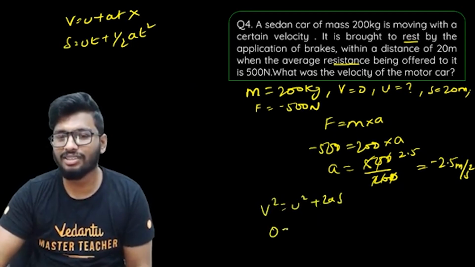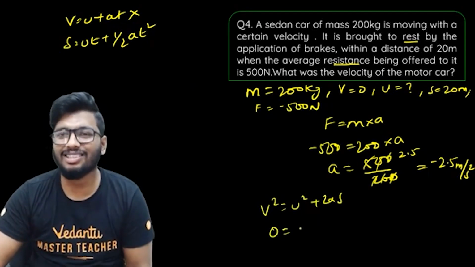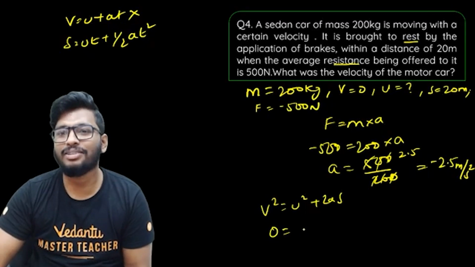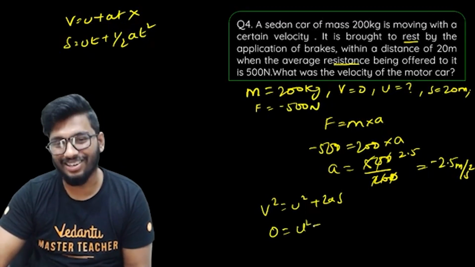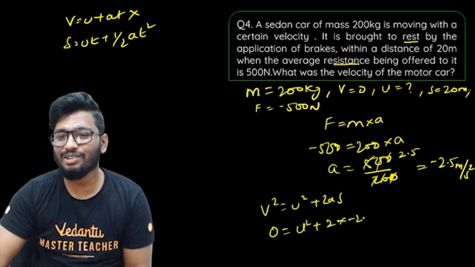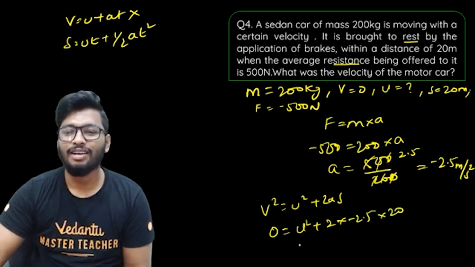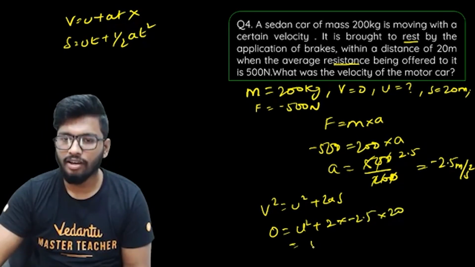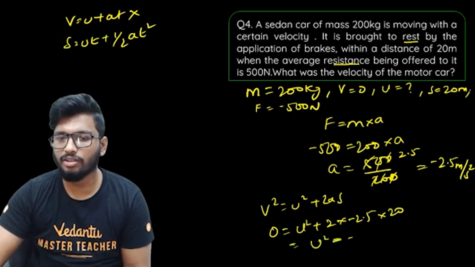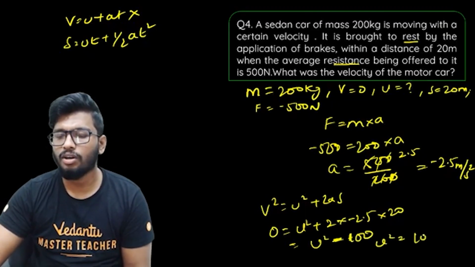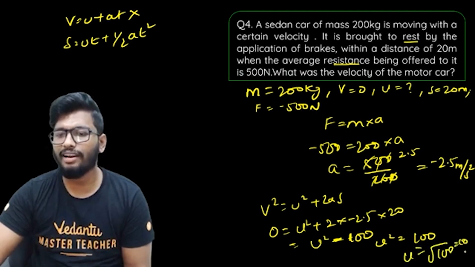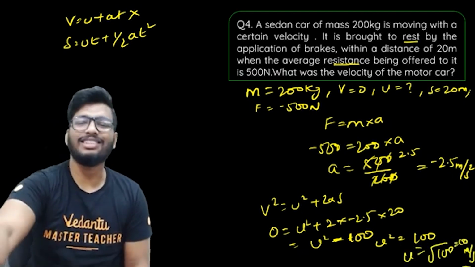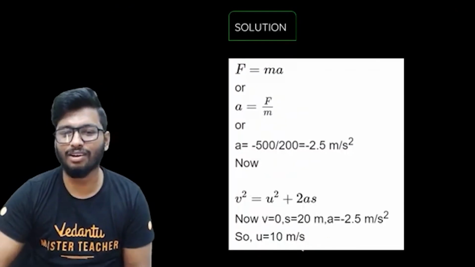So v square is 0 because the final velocity is 0. Initial velocity is what you're supposed to find. 2 into acceleration, minus 2.5, into 20 is minus 100. So 0 is equal to u square minus 100. So u square is equal to 100. So u is equal to root of 100, which is equal to 10 meter per second. So that is the answer to this question, people. u is equal to 10 meter per second.